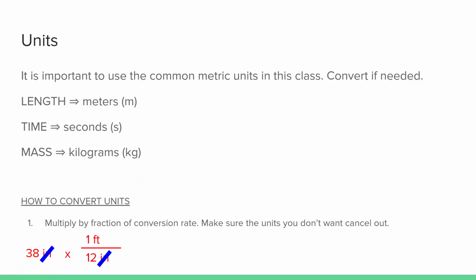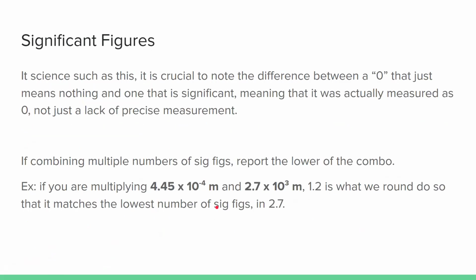And that makes sense because we are getting a smaller number, and that makes sense for the conversion rate because 1 is smaller than 12, so our answer should also be smaller than 38. If we multiplied by 12, that wouldn't make sense. How could 38 inches be a bigger number in feet? That wouldn't make sense. So just make sure you do it the right way. Oh, sorry, I skipped a slide.